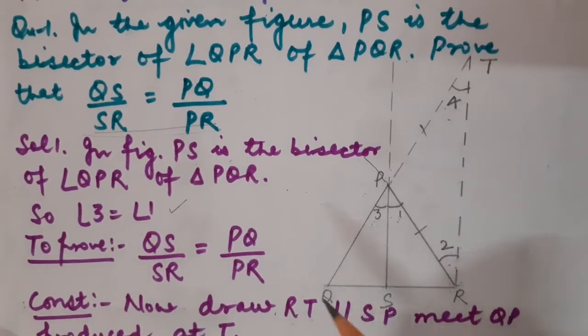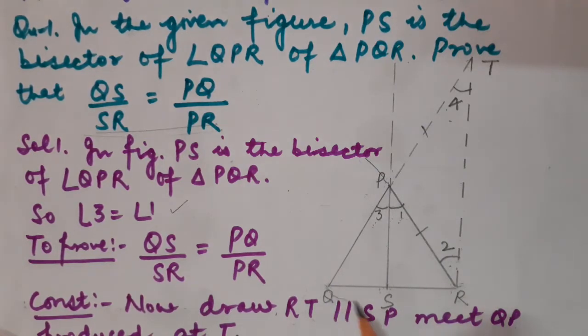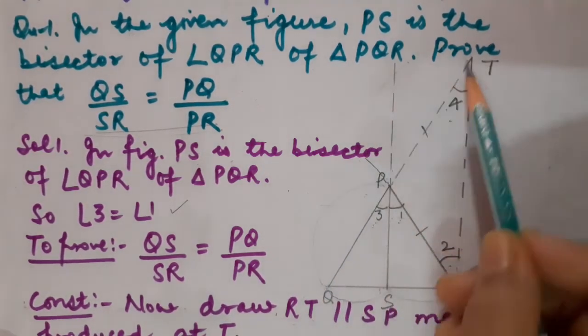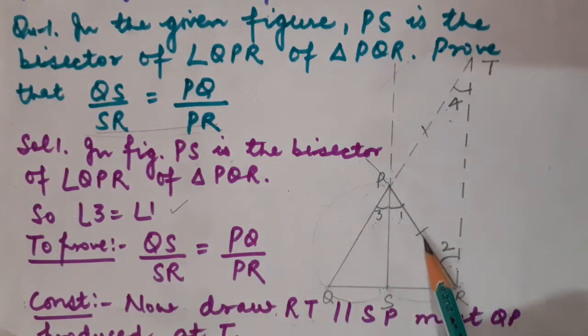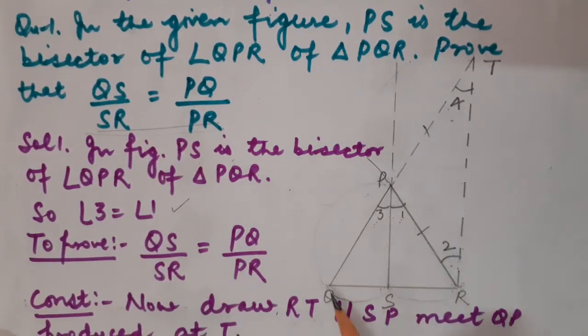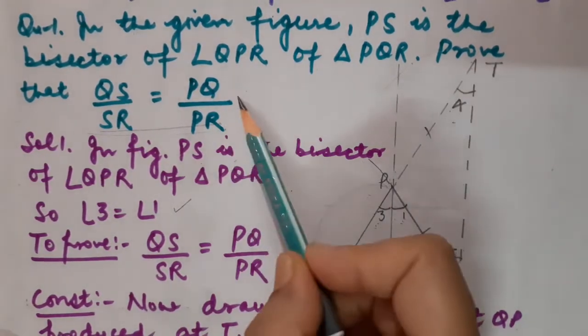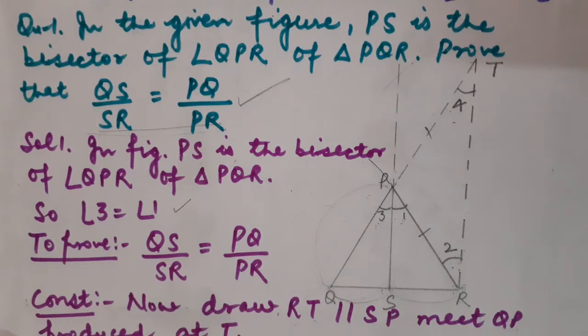Now children, in the bigger triangle, that is QRT, I am going to apply the basic proportionality theorem. How? As I know that SP is parallel to RT. So what can we say? That QS upon SR must be equal to QP upon PT. But PT is equal to what? PR. So ultimately we have reached the result. Let us compare. QS upon SR is equal to QP upon PR. The same thing we wanted to prove. Yes or no?